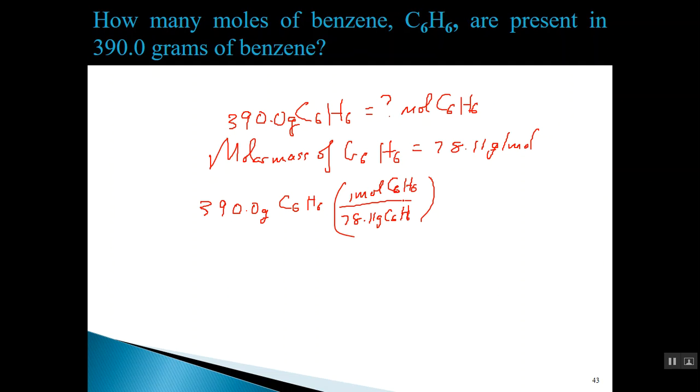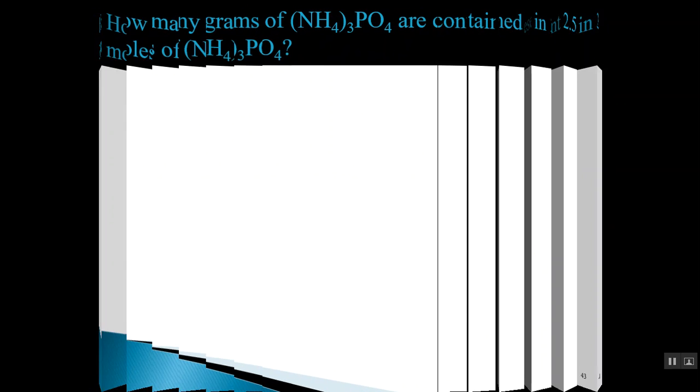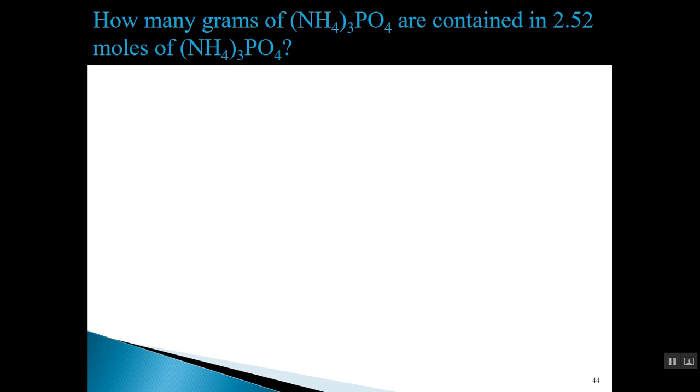So let me do my calculator thing. Divided by 78.11. And according to my calculation, when rounded to 4 sig figs, the answer becomes 4.993 moles. All right, so that's how we do that. Okay, so that's a relatively simple example. Okay, in this case, it's the reverse, basically. Different compound, ammonium phosphate, but the reverse is what is asked for.